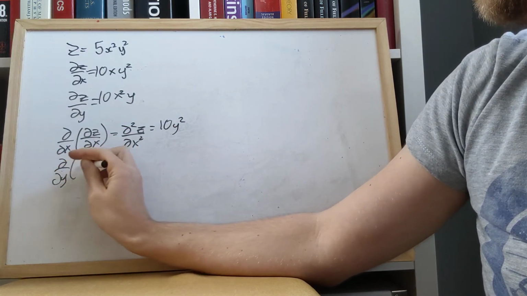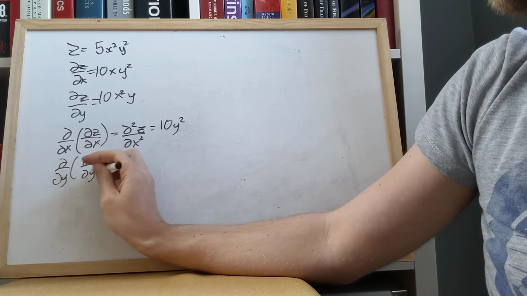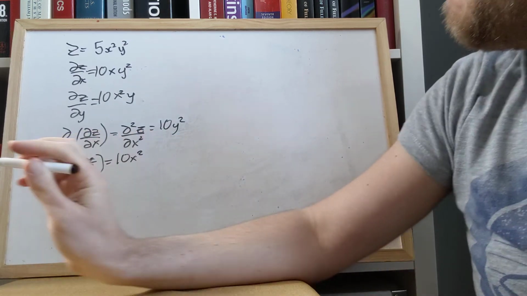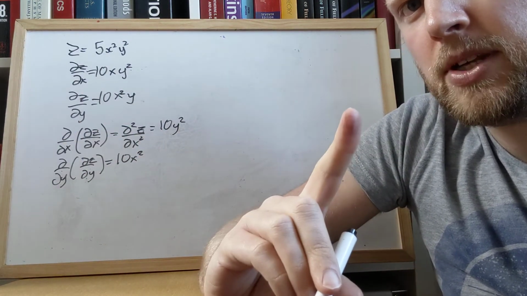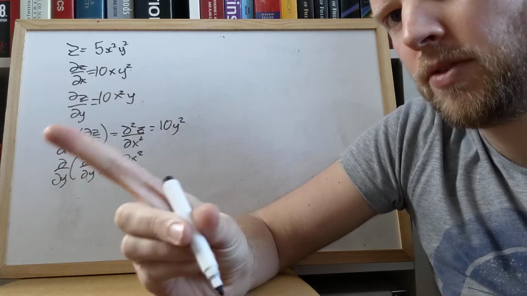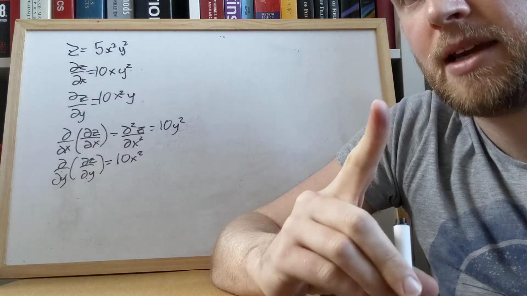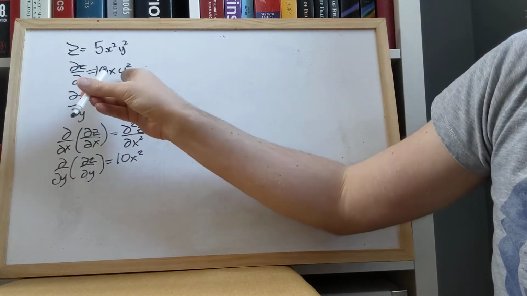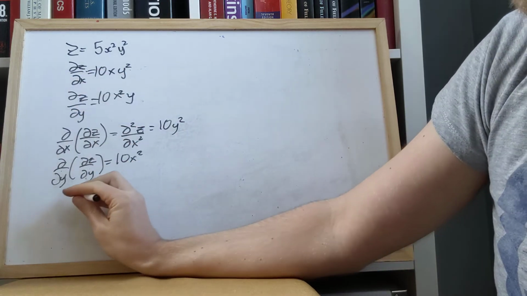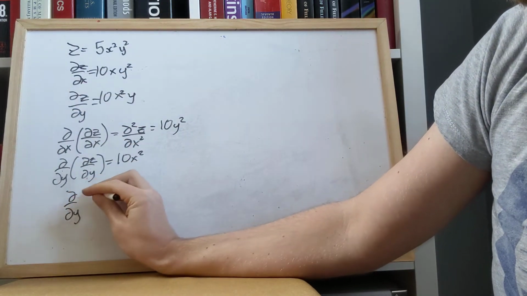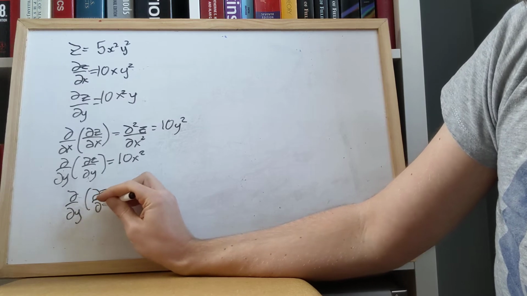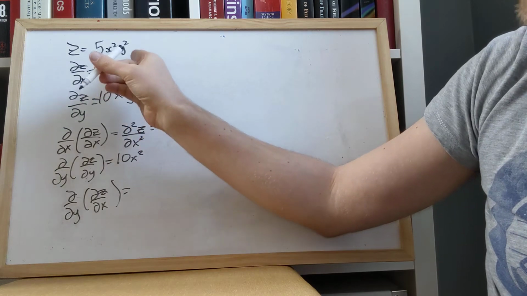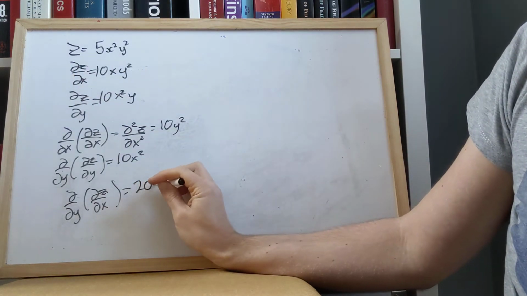And we could do the same with the other one, and we'd get 10x squared. But then what we could also do, which is different now, is we could differentiate first with respect to one of the variables, and then the second time with respect to one of the other variables. So let's go back to this, okay, and then differentiate this expression now with respect to y. So if we differentiate this with respect to y, the 2 now comes down, so I end up with 20x times y.